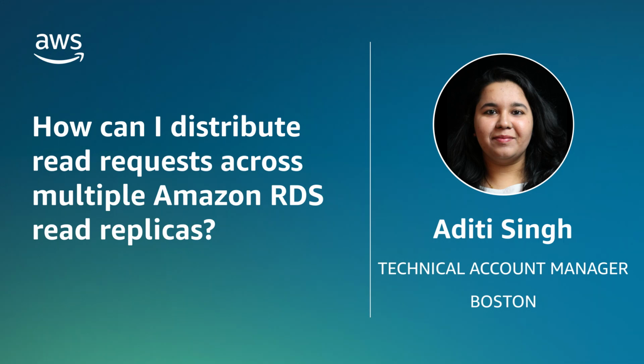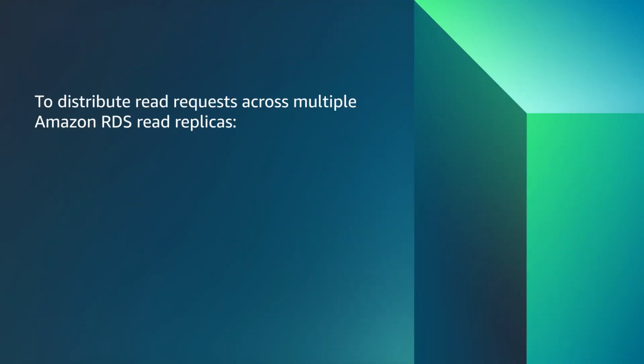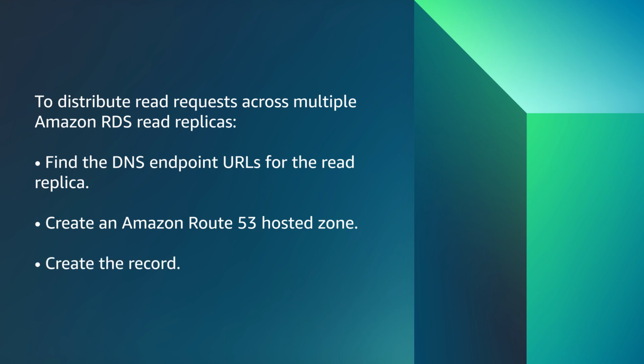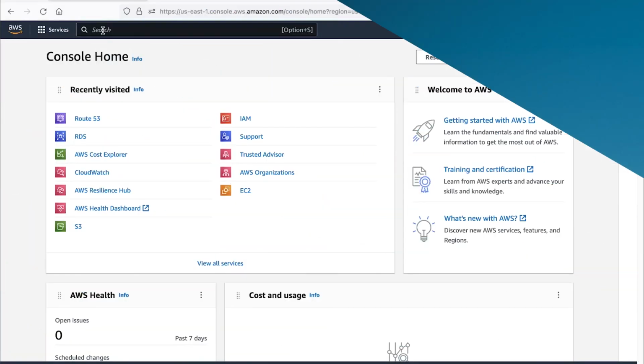Today, I'm going to show you how to distribute read requests across multiple Amazon Relational Database Service read replicas. Let's get started. To distribute read requests across multiple Amazon RDS read replicas, you need to first find the DNS endpoint URLs for the read replicas. Then you create an Amazon Route 53 hosted zone. And finally, you create the record. Let's see how this is done.